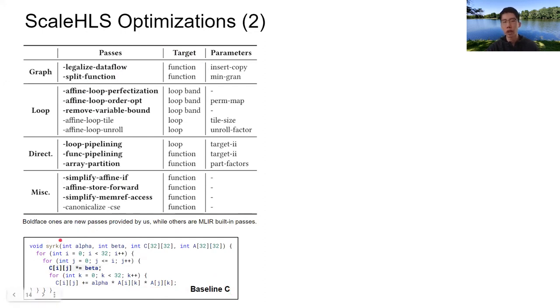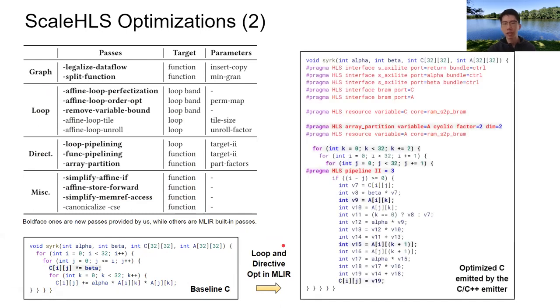It's a SYRK kernel in the BLAS. And our target today is to optimize this C code with all of those optimization passes. So this C code will first be parsed into ScaleHLS through the HLS C frontend. And then it will go through the loop and directive optimizations in MLIR. And finally, it is passed to the HLS C++ emitter to emit the synthesizable C++ code, as shown here.